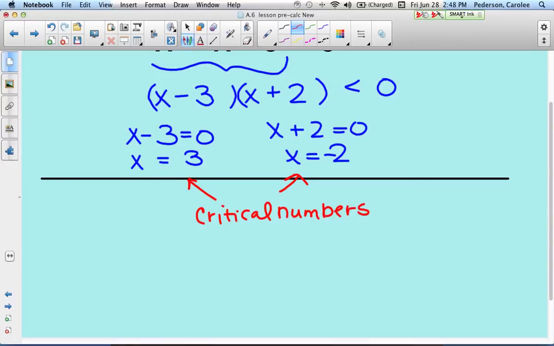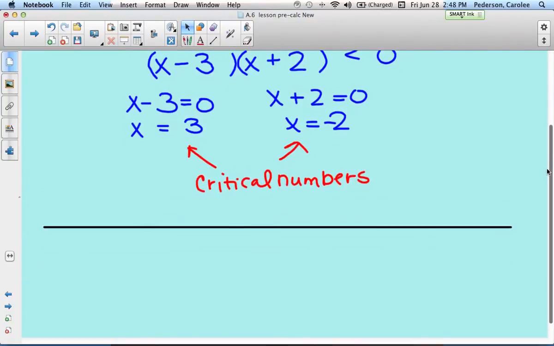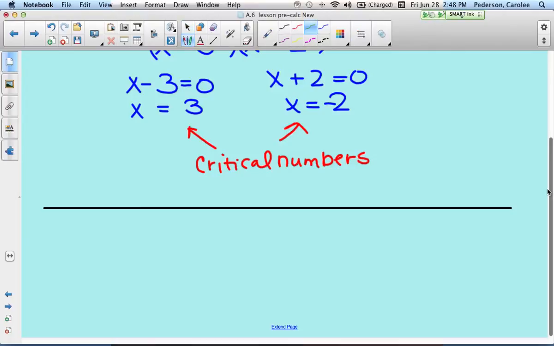Now I'm going to graph those 2 points on a number line. So if we think about our number line, if here is 0, 1, 2, 3, negative 1, negative 2, negative 3, and we graph those critical points as negative 2 and positive 3. Now we're going to set up intervals. We want to find out what happens to the left of negative 2, what happens between negative 2 and 3, and then what happens to the right of 3. So I'm going to break it up into 3 intervals.